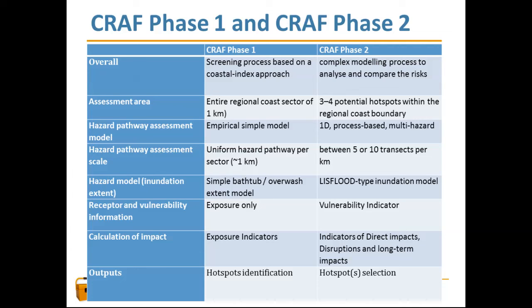In terms of impact, CRAF Phase 1 only considers exposure and provides exposure indicators. CRAF Phase 2 includes vulnerability indicators and calculates the impact in terms of direct impact, disruption, and long-term impacts. CRAF Phase 1 output is hotspot identification, which is required to proceed to CRAF Phase 2. CRAF Phase 2 provides as an output the hotspot selection.